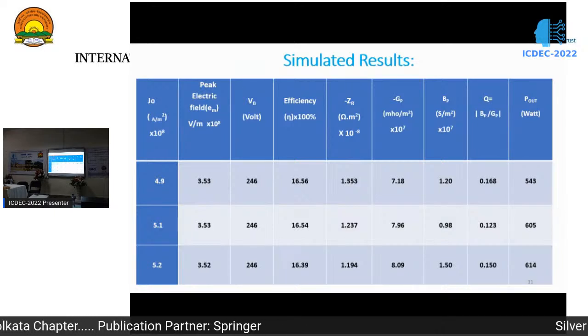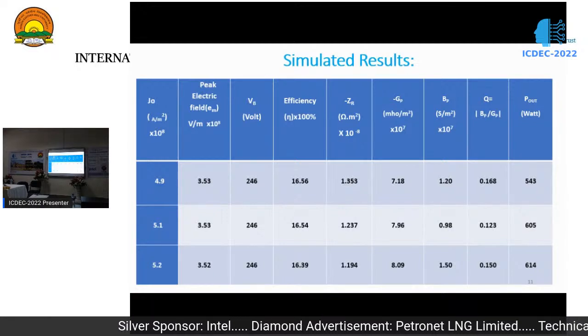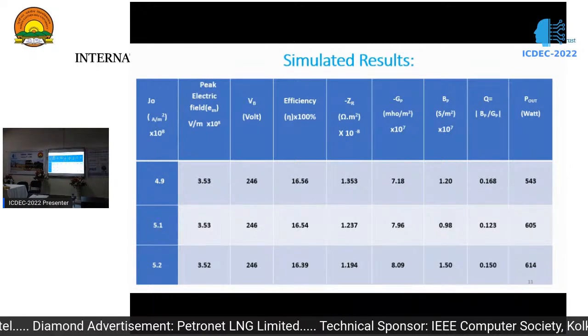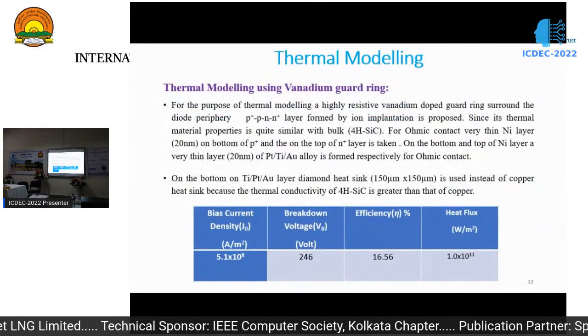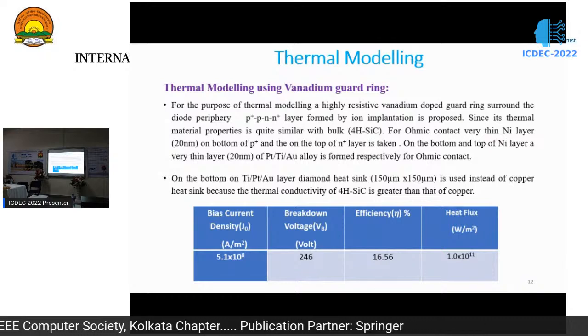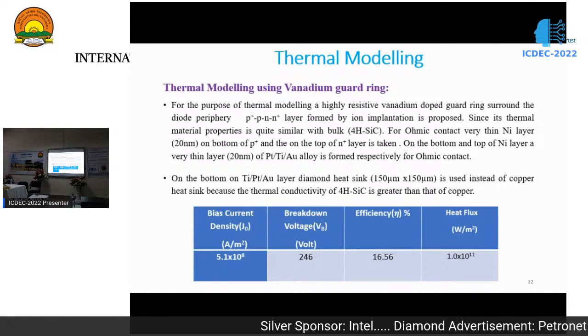For an ATD device, most of the power is converted to heat, so an adequate heat arrangement should be there. Once we obtain the design, we need to consider the design of the device with an adequate heat sink arrangement. Here we have the heat flux generated, if we take the bias current as 5.1 into 10 to the power 8 ampere per meter square, the breakdown voltage, and the efficiency of nearly 16.6%. That I already mentioned.